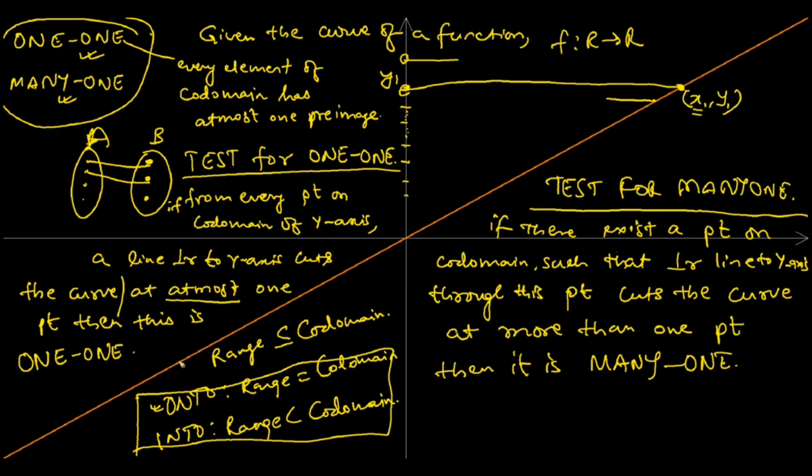If I am looking to find whether it is into or onto, I am just checking for all such points. If there exists any point for which it does not cut the curve, it means it is into. Okay, so that's it. Let's take just one example.